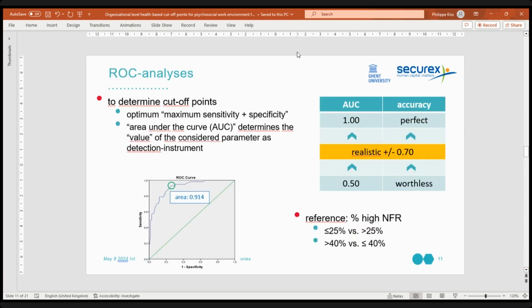To determine the cutoff points, we used ROC analysis, which gives us an optimum point where the maximum sensitivity and specificity is reached. And you can also determine the area under the curve, which gives you an impression of the value of the parameter. The bigger the area under the curve, the more the blue line goes to the left upper corner, the greater the value of the analysis. When the area reaches 1, it is perfect. When the area is only 0.5, it coincides with the green line, saying it's worthless.